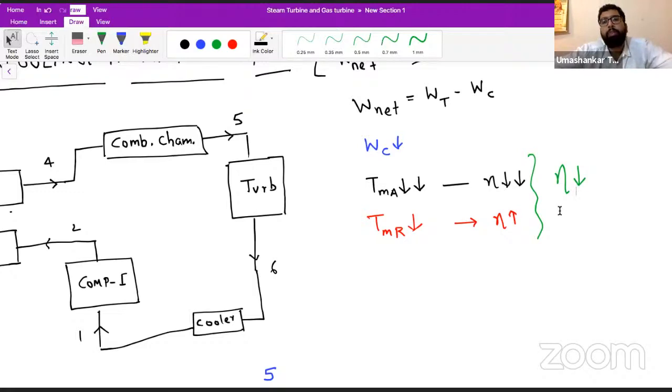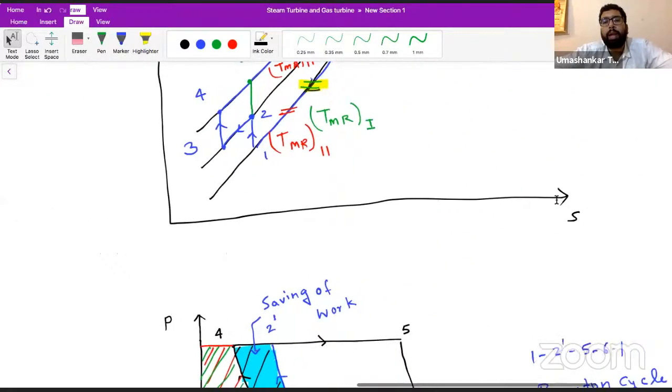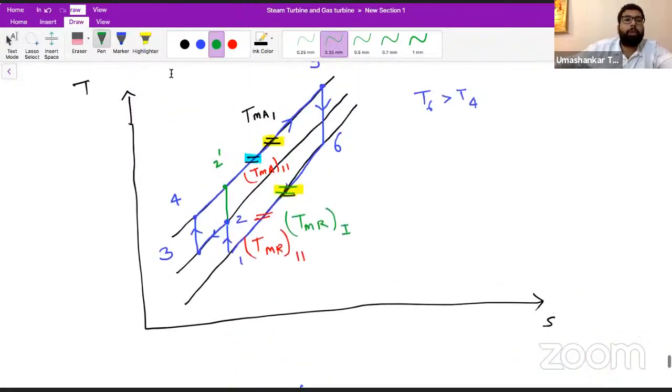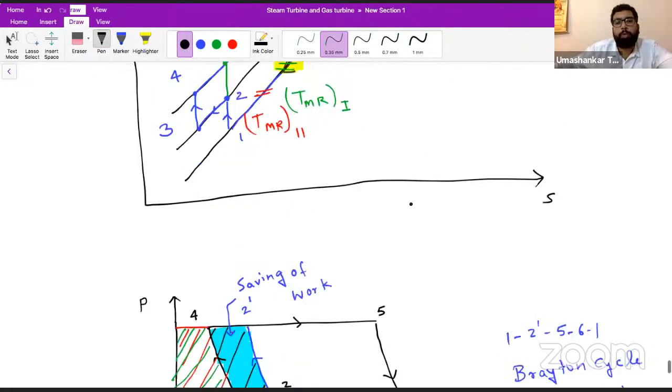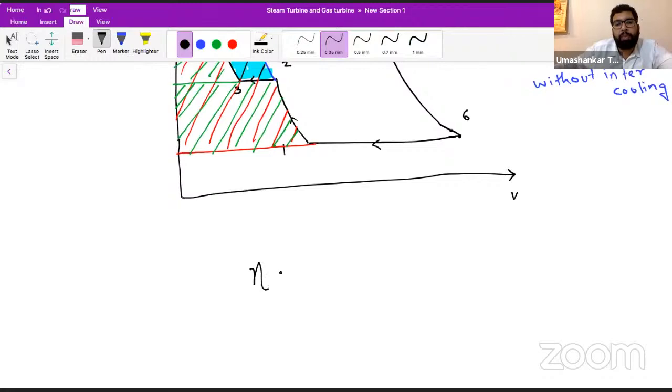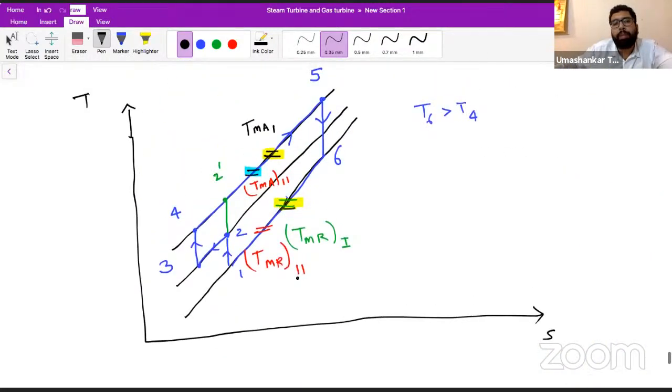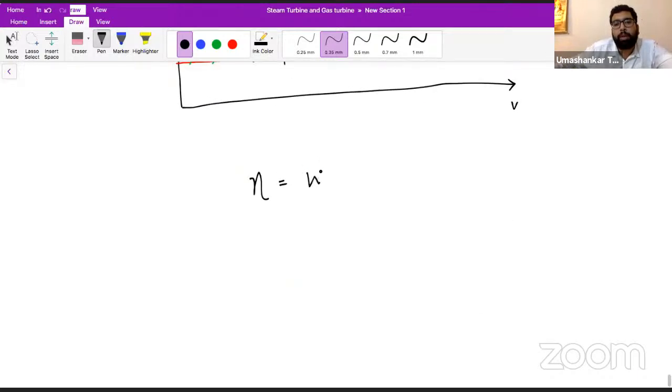Okay. So now we have seen, till this session, the intercooling of the Brayton cycle. If you want to find the efficiency with intercooling, just apply your basic concepts: turbine work minus compressor work upon heat addition. So let's just do it from our basic concepts.